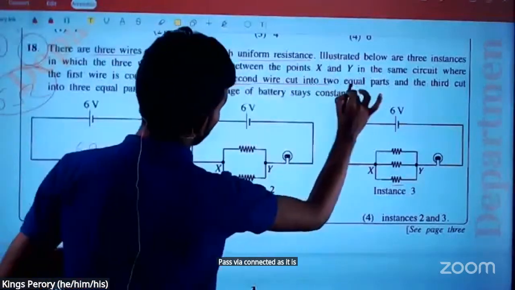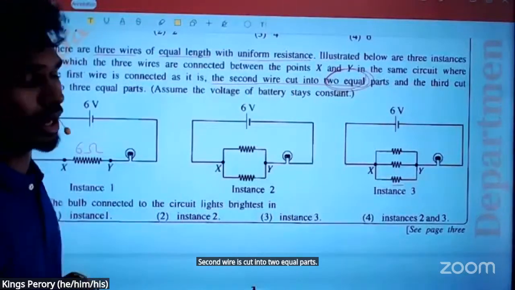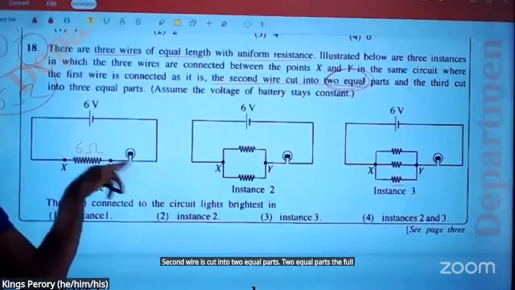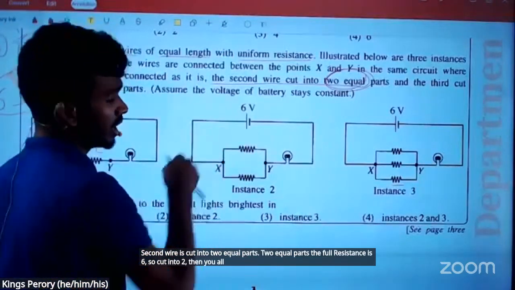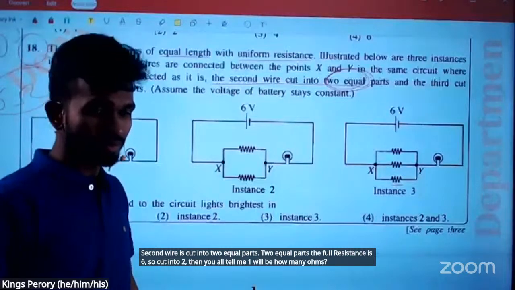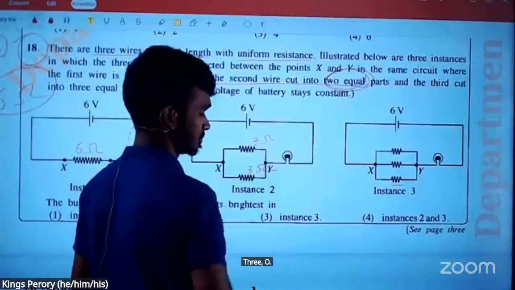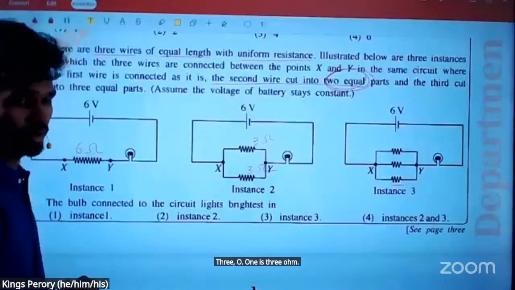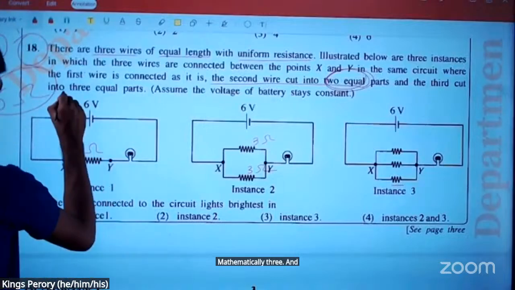Second wire is cut into two equal parts. The full resistance is 6 ohm, cut into 2. Then you all tell me, one will be how many ohms? 3 ohm. One is 3 ohm. Mathematical thing, 3 ohm. And the third is cut into 3 equal parts.